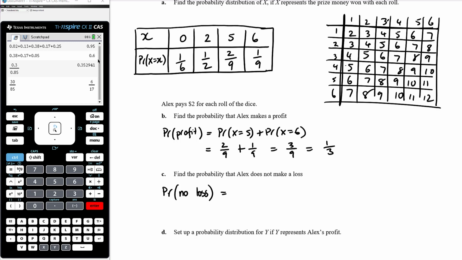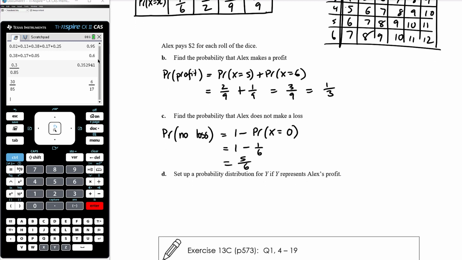So no loss is if he gets $2, $5, or $6, which is equivalent to saying 1 minus the probability that he gets a prize of $0. He'll only make a loss if that's the situation. So it's 1 minus 1/6. So 5/6. So 5/6 probability that you won't make any loss. So actually, it is a reasonable game to play. In fact, it's quite a good game to play.